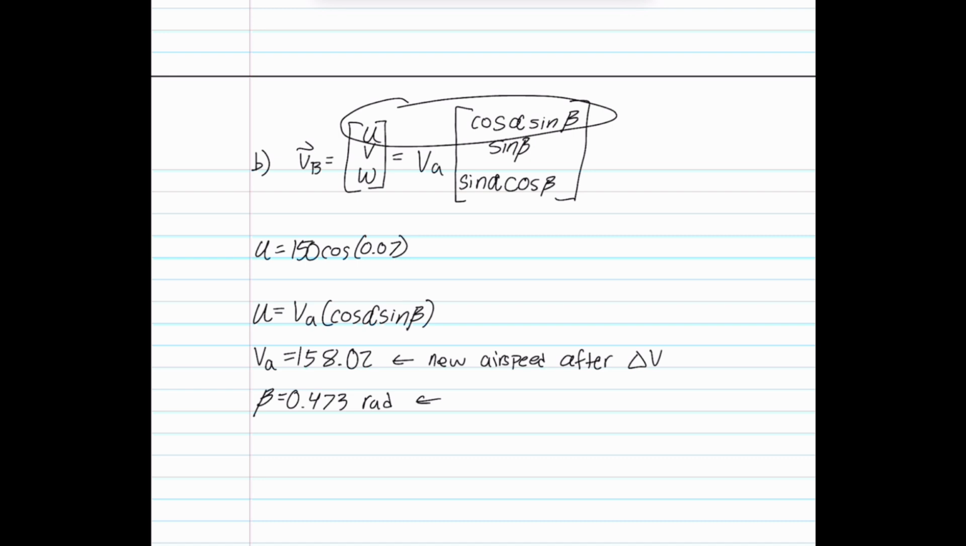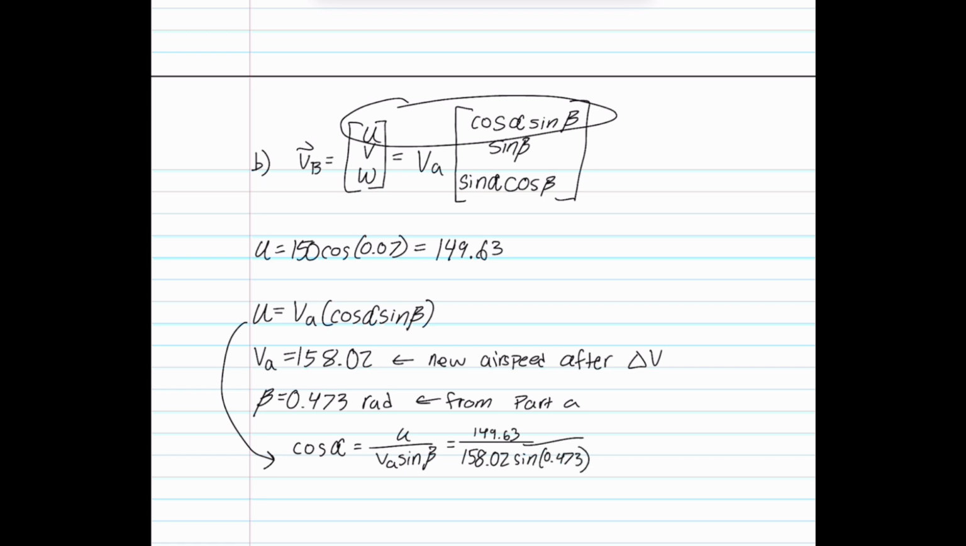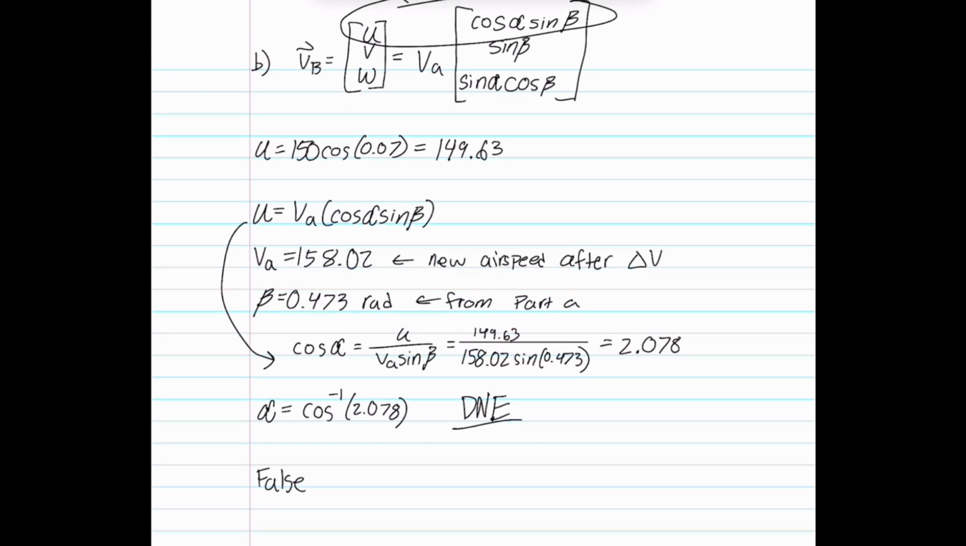And we know that before, to keep the y component constant, this beta needs to be equal to what we just previously found, which was 0.473 radians. Now let's plug that in. We know what u is, we know what VA is, and we know what beta is. Let's solve for alpha. Is it possible that alpha exists such that u and v can stay constant? And alpha equals the inverse cosine of that number. And if you plug that into your calculator, that does not exist. So the answer is false.